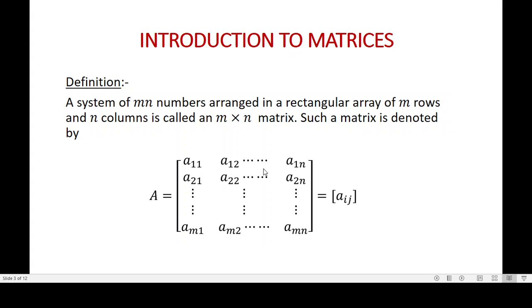So this is the first row elements, second row elements, which you can see on the screen, and mth row elements. So this matrix has m rows and n columns. Therefore, the order of this matrix is m cross n. This is also denoted by the symbol square brackets with a suffix ij, which denotes the ijth element of this matrix. i stands for the ith row, j stands for the jth column. So there are m rows and n columns, and we have a matrix of order m cross n.